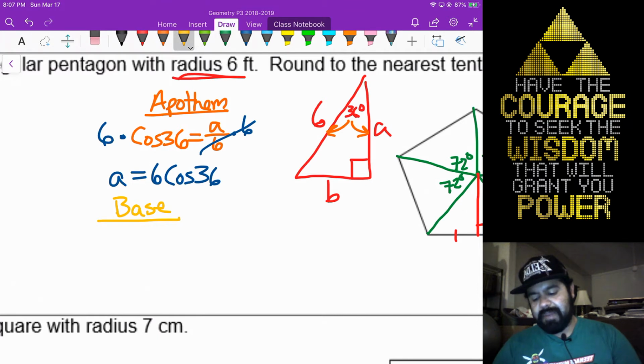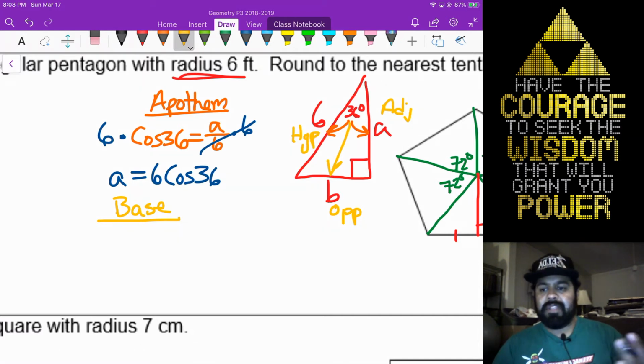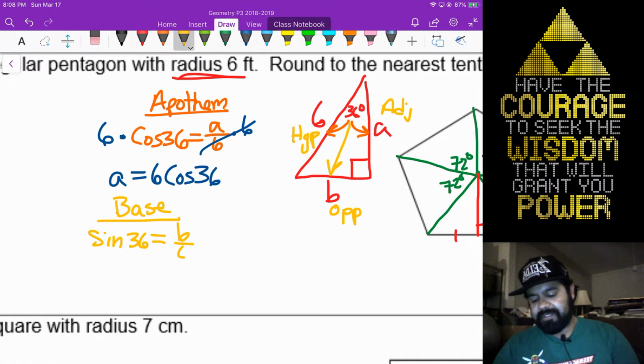So for our base, remember that it's again a similar thing. This is our opposite over the hypotenuse. I should probably have labeled these. Adjacent, opposite, hypotenuse. So then from here, now we say our base trig function, that's going to be sine of 36 equals b over 6. Again, multiply both sides by 6, and now you'll have b equals 6 sine of 36.